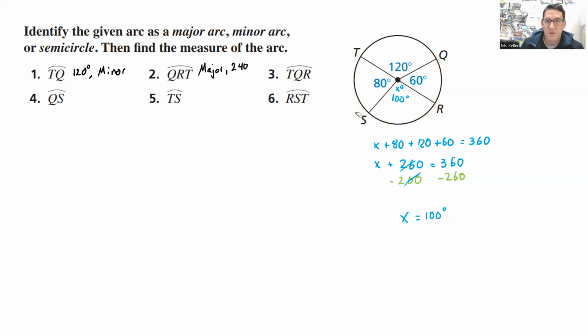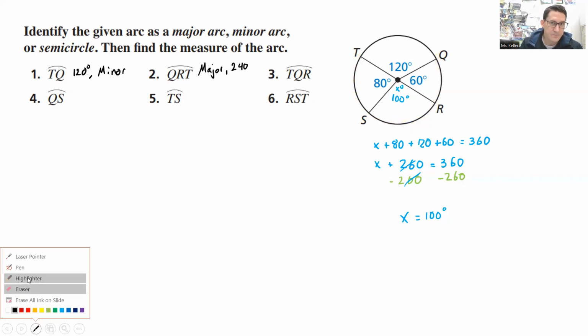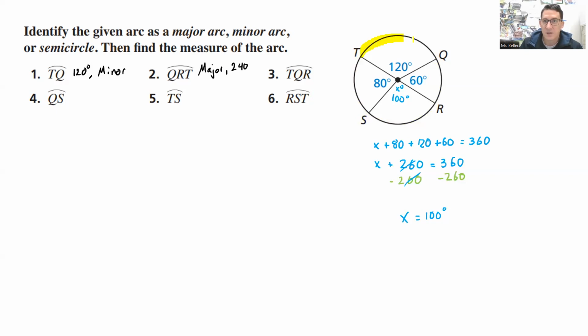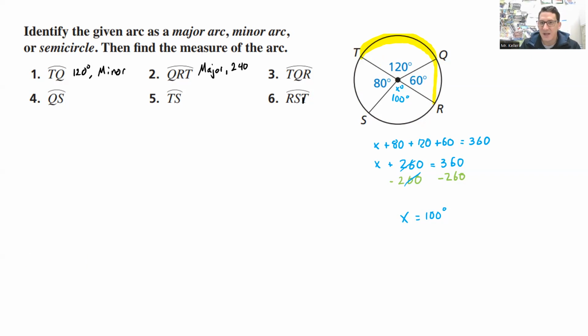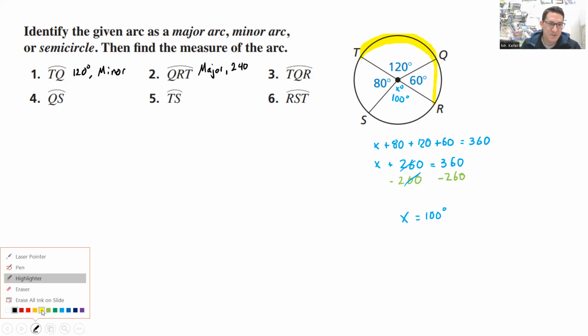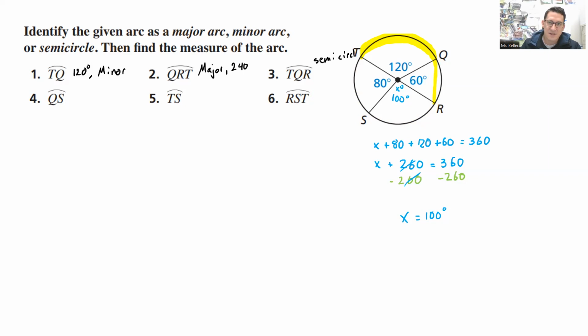All right, arc TQR. So again, we start at T, go to Q, and then to R. So this is this part. If you notice, 120 plus 60, that's 180. That's going to be half of it. Sometimes looking at it, it can be difficult to tell if it's a semicircle. But this one, because those angles add up to 180, this is a semicircle. That is half of it, semicircle. All semicircles have an arc measure of 180.